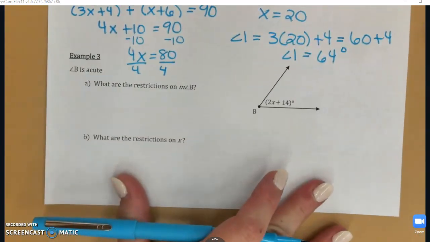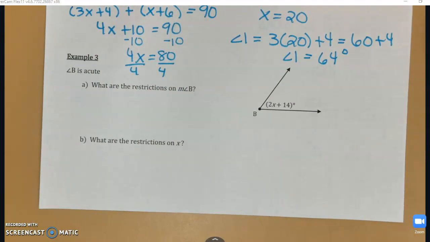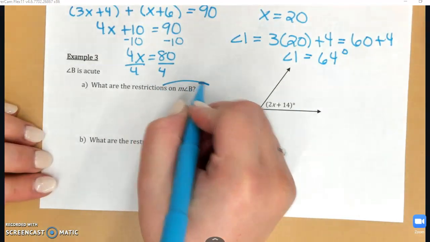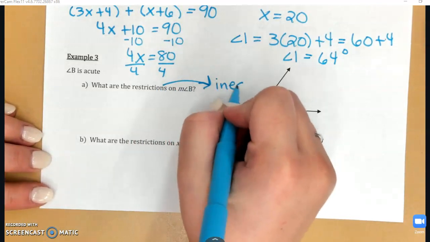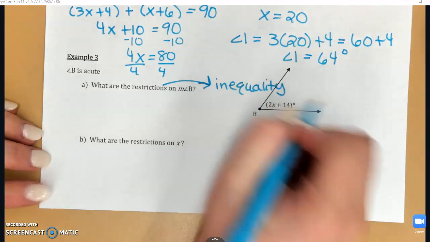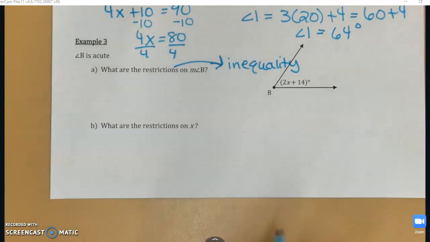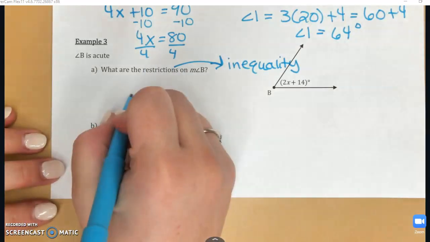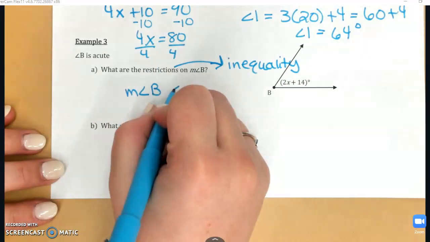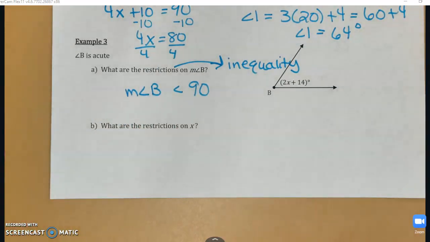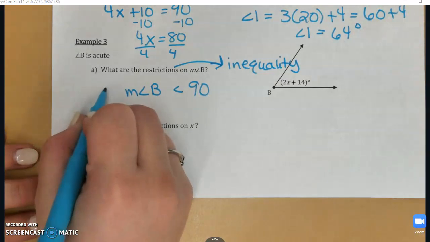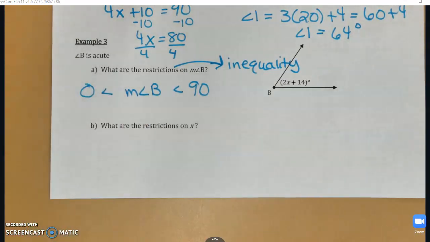Okay, and then last but not least, we are looking at restrictions on angles. When you see the word restriction, you need to know that that just means we're writing an inequality, and we practiced inequalities on your very first homework assignment from day 1. So looking at angle B, if angle B is acute, the restrictions on that angle means that it needs to be less than 90. So the measure of angle B has to be less than 90. But in the same token, it has to be a positive number. So it needs to be greater than 0. So when you see restrictions, that means we have a compound inequality, something on both sides.